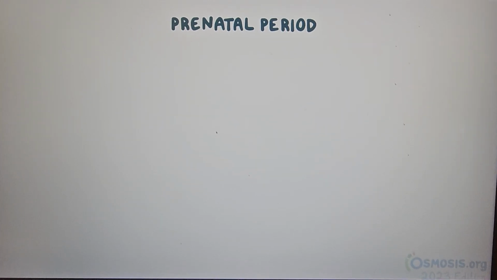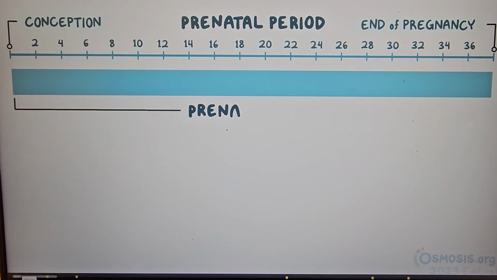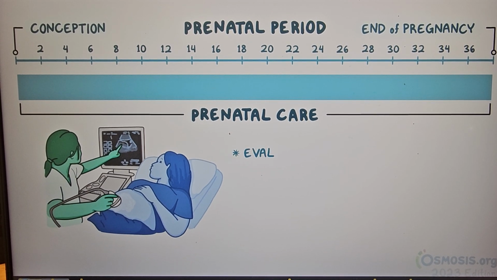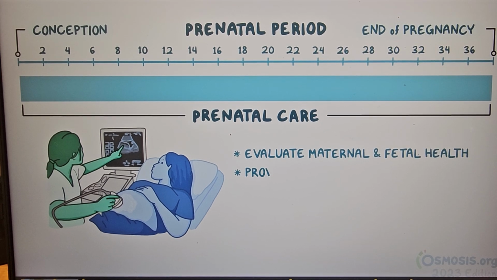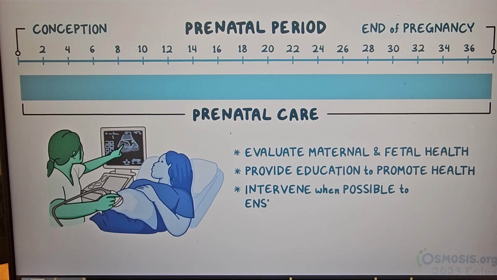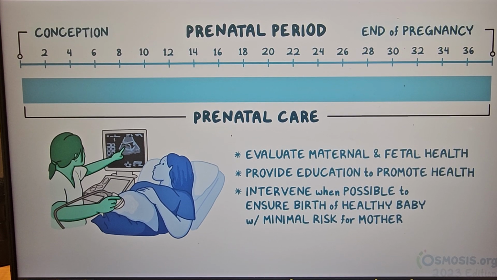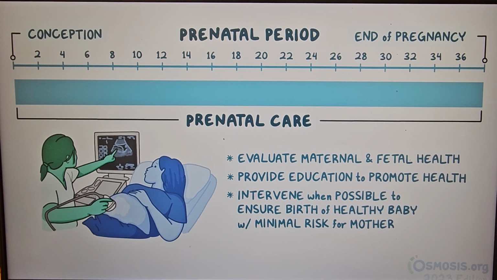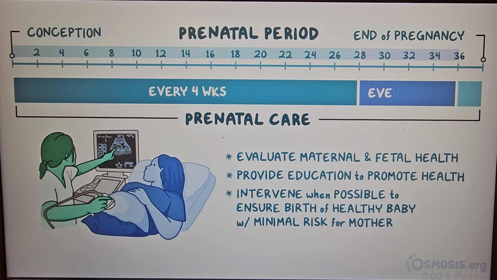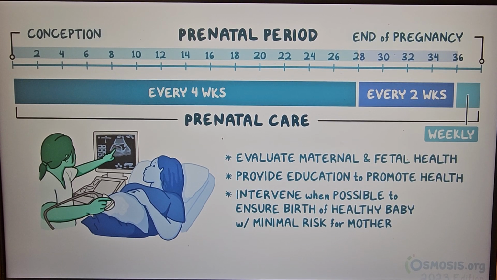The prenatal period refers to the time before conception until the end of pregnancy. So prenatal care refers to the care that is provided before and during pregnancy to evaluate maternal and fetal health, provide education to promote health, and intervene when possible to ensure the birth of a healthy baby with minimal risk for the mother. For a successful pregnancy outcome, prenatal visits should continue every 4 weeks until week 28, every 2 weeks from week 28 to 36, and then weekly until delivery.